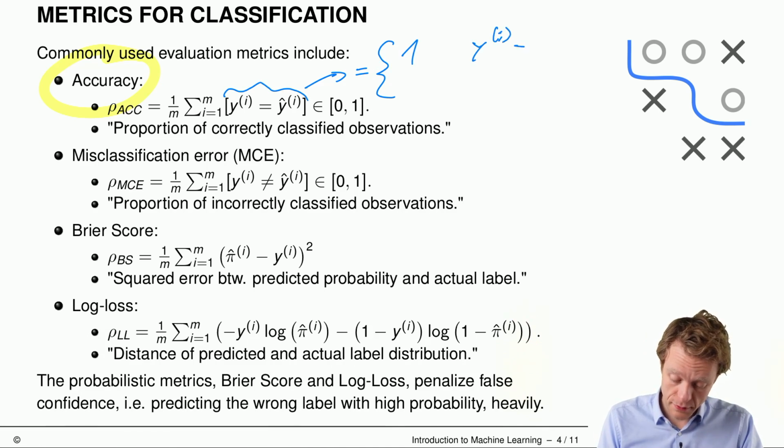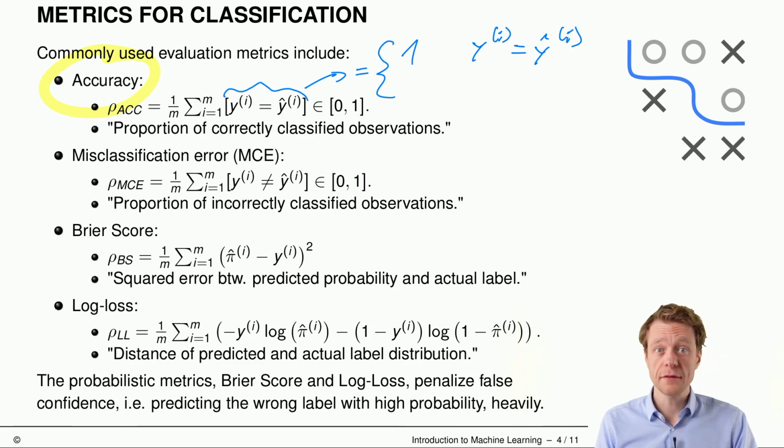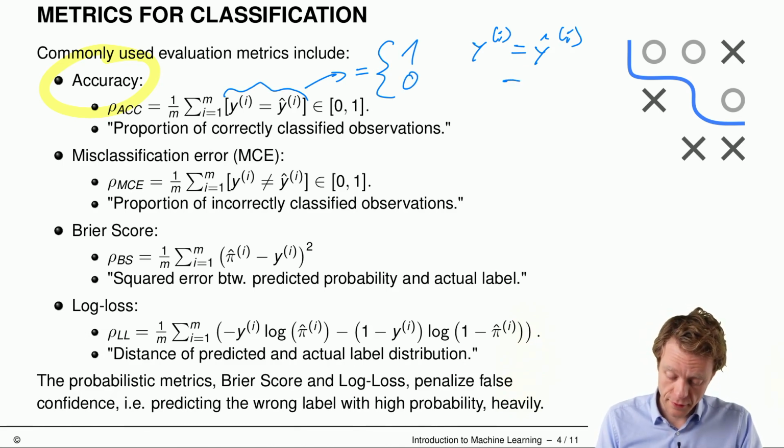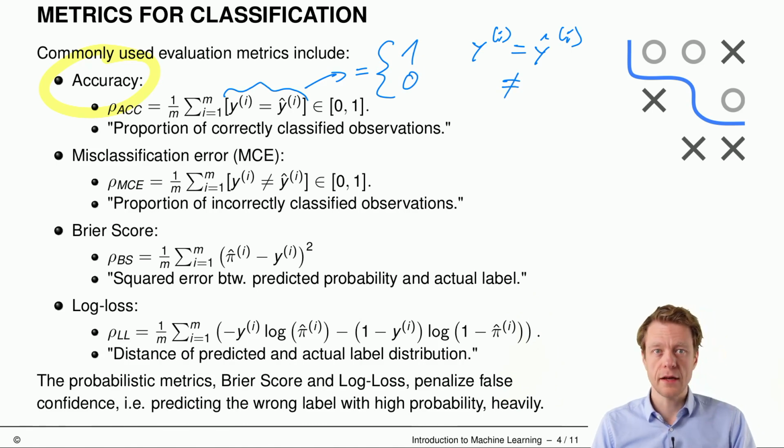The part in the square brackets is 1 if the true label is the same as the predicted label, so basically if the classification is correct, and 0 if this is not the case, so if the classification is not correct. So the accuracy should be high. It would be 1 if all the predictions were correct, and the worst case is 0, where all the predictions are wrong.